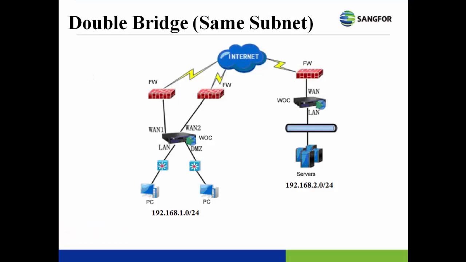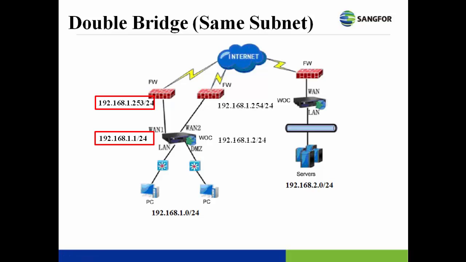Now we move forward to the double bridge mode, and this topology is about the deployment of the double bridge within the same subnet. User can see over here the entire local area network is only one subnet, which is 192.168.1.0/24. Basically, user has to assign two different working IPs for each interface pair. In here, you can see there is an IP address 192.168.1.1 pointing to the first firewall. Another interface pair should also be under the same subnet, with IP address 192.168.1.2, and point to the second firewall.